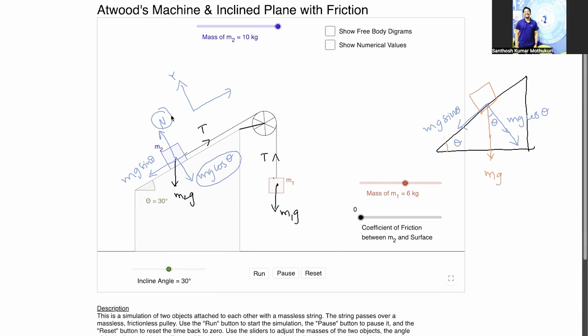All right. Now let me take the forces acting along the x direction, because the motion is happening in this direction, right?